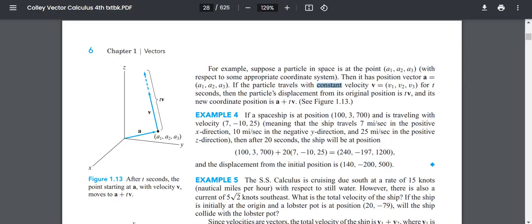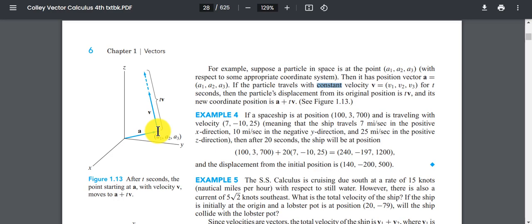Okay, so let's take a quick example of some of this. Suppose we have a particle in space that's located here. When we say that it's located here, we can say these are the coordinates of it, or we can say that it's identified by the vector A, which has the same specification here. Sometimes we call it a point, sometimes we call it a vector. It doesn't really matter.